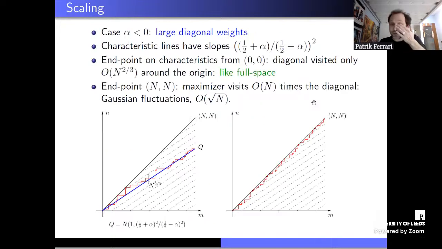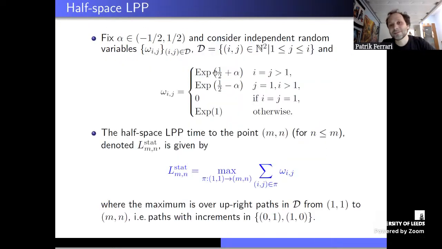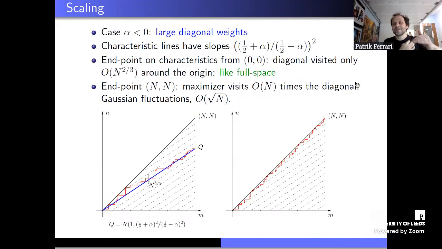Now we can look at the following case. So this is 1/2, so the diagonal is 1/2 plus alpha. So the average is 1/2 plus alpha. For alpha equal to 0, the average of the exponential is 2. If alpha is less than 0, it's even larger. So if alpha is less than 0, you have typically on the diagonal large weight.